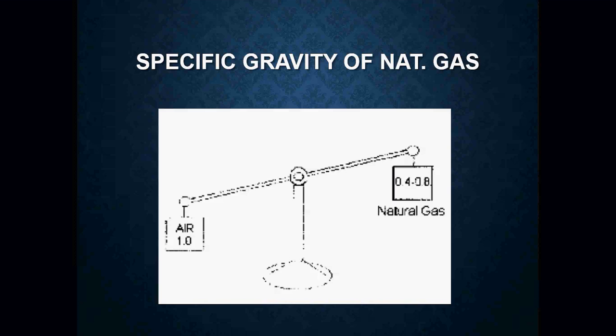Okay, so the specific gravity of gas is going to be anywhere between 0.4 and 0.8, versus air, which has a specific gravity of 1. So since natural gas has a lighter specific gravity, it's going to rise up into the air, which is why natural gas is so easily detectable when you have a natural gas leak, because you smell that sulfur. It's going to rise up.